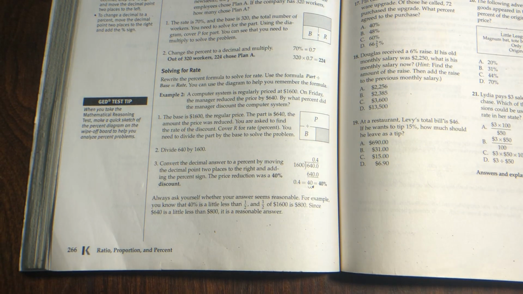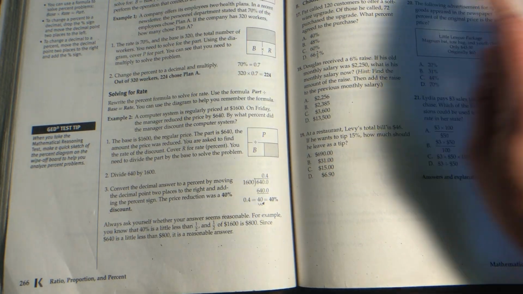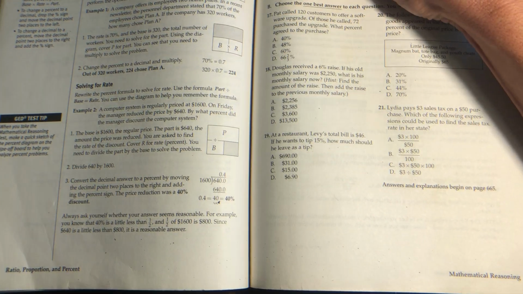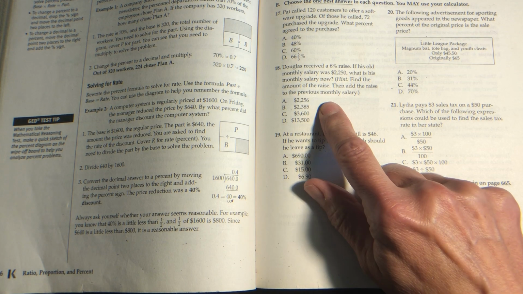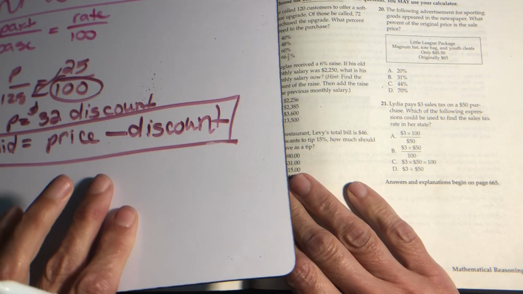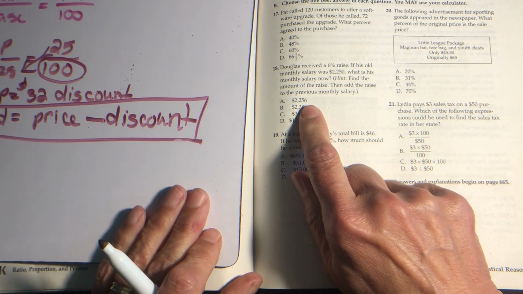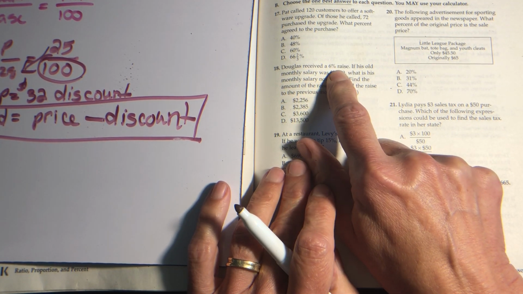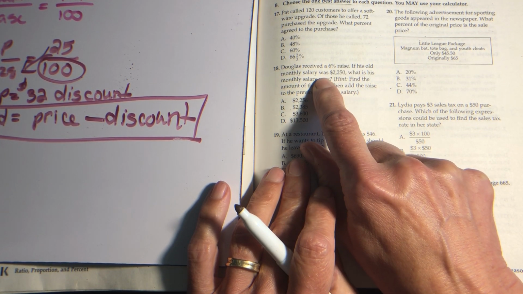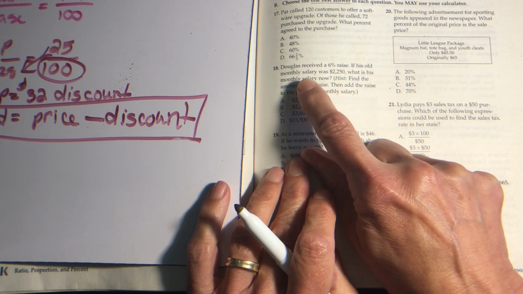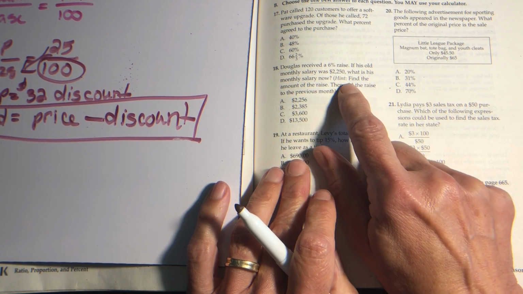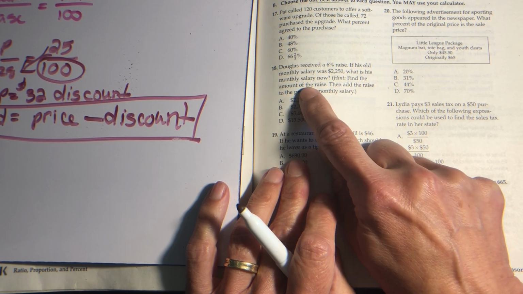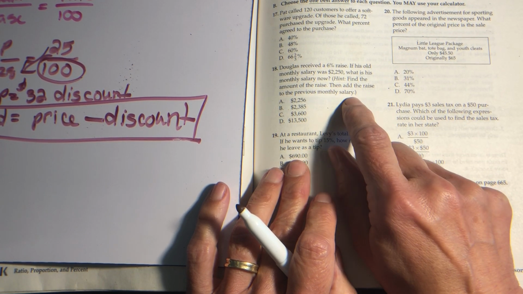All right, now let's flip the page to page 266 and 267. And let's look at number 18, okay? That's kind of a weird problem. Douglas received a 6% raise. If his old monthly salary was this, what is his salary now? And they even give you a hint. I bet they don't do that on the test, though. Find the amount of the raise, then add the raise to the monthly salary.